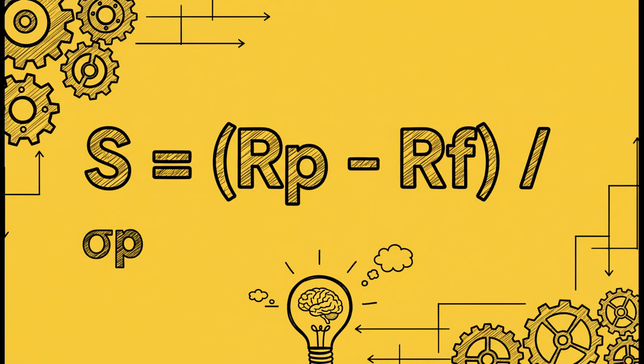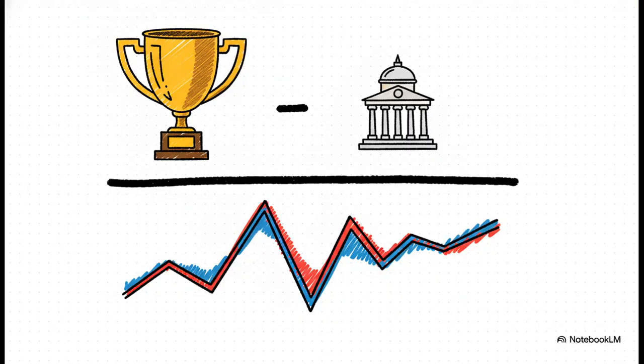And this is it. This is the formula. Now don't worry, this isn't going to be a math test, but just understanding how it's built is the key to seeing why it's so brilliant. You see, the formula is actually beautiful in its simplicity. The top part, the numerator, that's your reward. It's your portfolio's return minus what you could have gotten from something totally risk-free, like a government bond. The bottom part, the denominator, that's the total volatility of your investment. So it's just reward divided by risk.